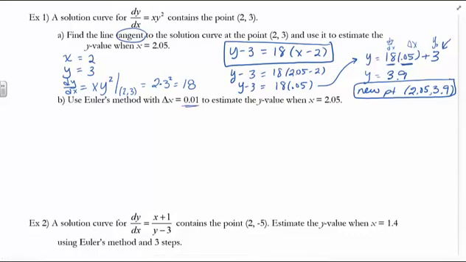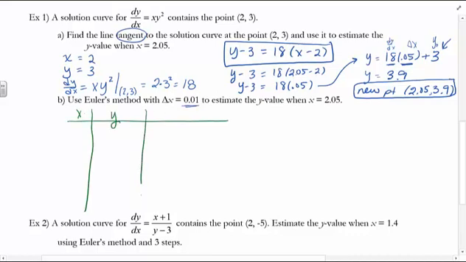So here's the way it works. We will have Euler's method, which means set up a chart: x, y, and then delta y equals dy/dx times delta x, which in this case is going to be xy squared times 0.01.